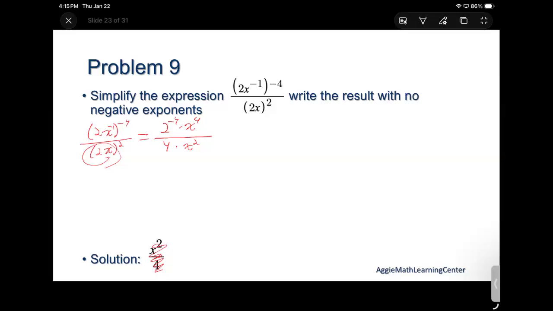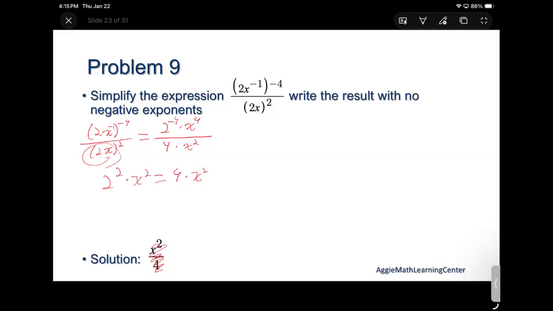So because we distribute this squared, right? It becomes 2 squared times x squared, and that's equal to 4 times x squared. And so we've got 2 to the negative 4 times x to the 4th over 4 times x squared. And if we want to keep on simplifying the numerator, you guys remember what happens when we have a negative exponent, right?